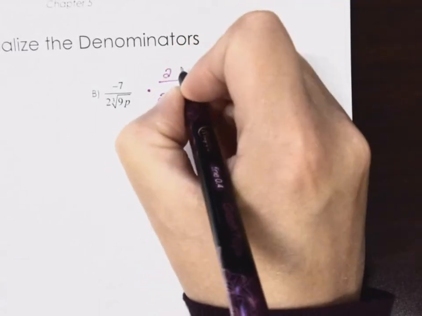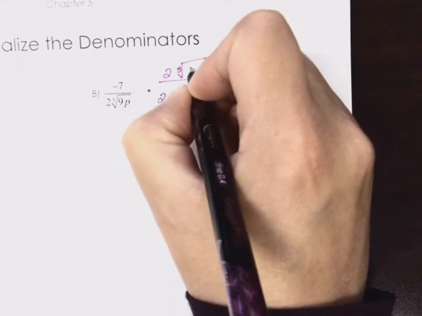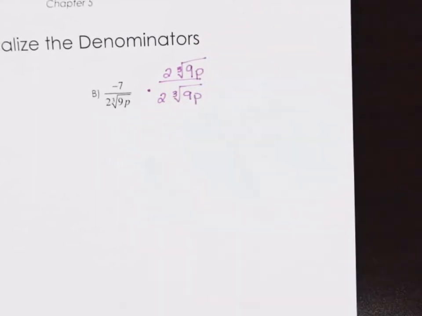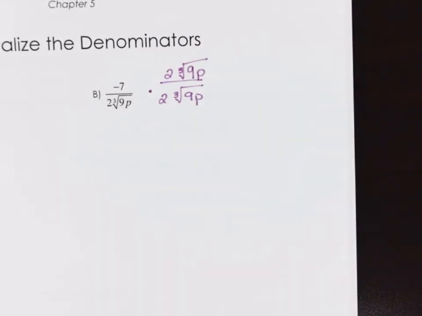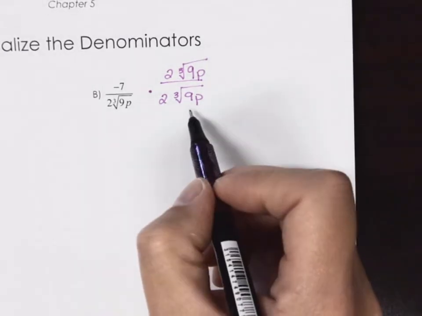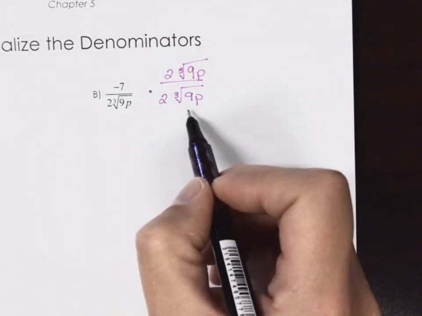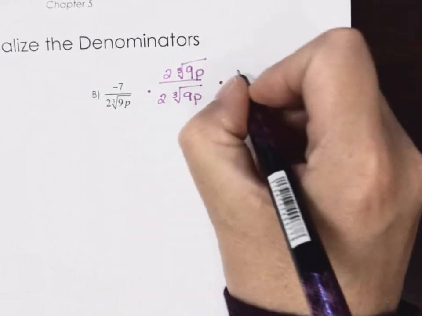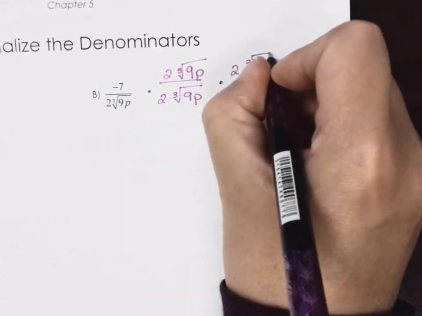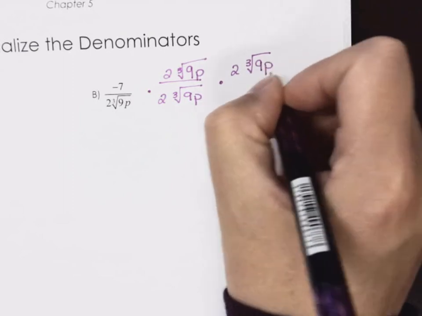But that only works if we have a square root. What if we have a cube root? How many factors do we need? We need 3. So I can't do it once. What do I have to do? I have to do it one more time. How come? Because we need to cube it.